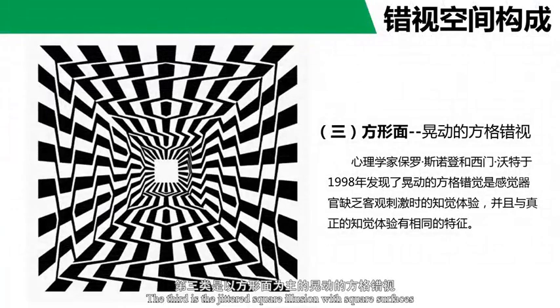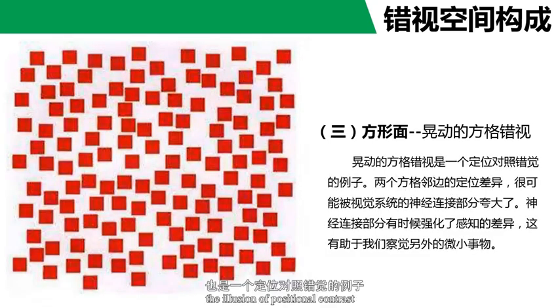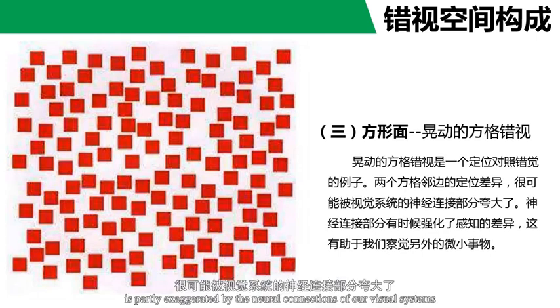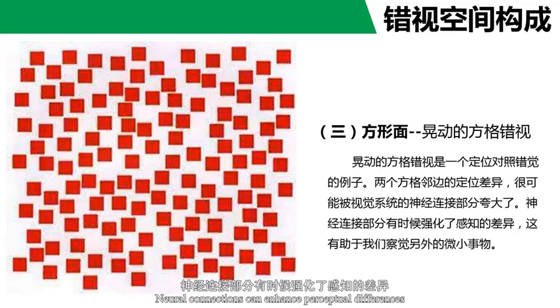The third is the jitter square illusion with square surfaces, discovered by the psychologists Paul Snowden and Simon Ward in 1998. The jitter square illusion reflects the perceptual experience of our sensory organs without objective stimuli, and is similar to the real perceptual experience. This illusion exemplifies the illusion of positional contrast, where the difference in adjacent edges between two squares is partly exaggerated by the neural connections of our visual systems. Neural connections can enhance perceptual differences, which helps us in detecting subtle details.